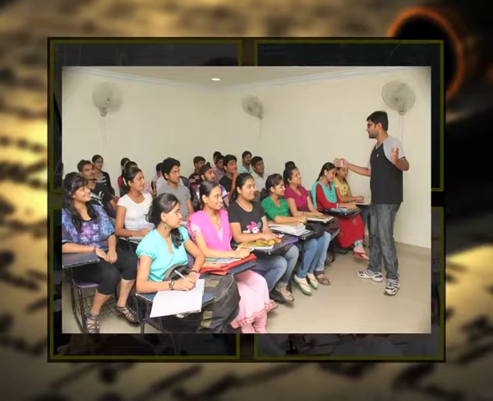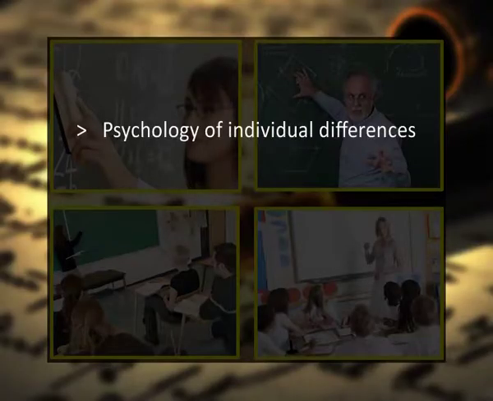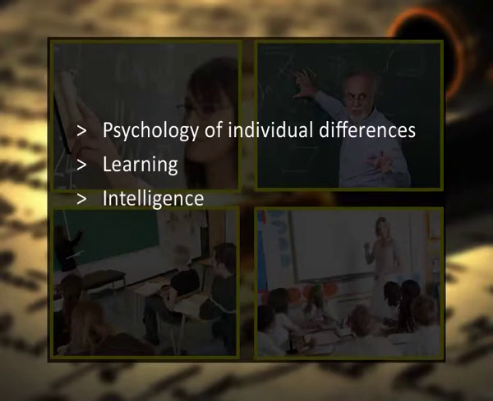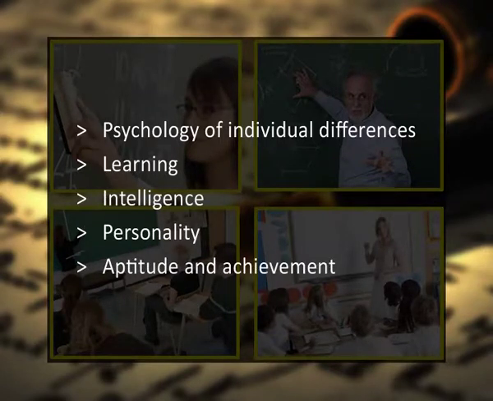For teaching to take place, there must be at least two persons, one the teacher and the other the student. These two persons need to be bound by a contractual relationship. The teacher has a responsibility of influencing the behavior of the taught or pupil in order to lead him from his entry behavior to the set terminal behavior. The teacher should formulate his teaching task based upon his knowledge of the psychological principles related to individual differences, learning, intelligence, personality, aptitude, and achievement.